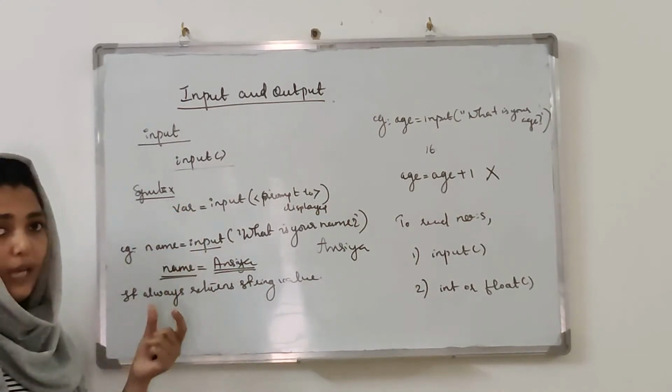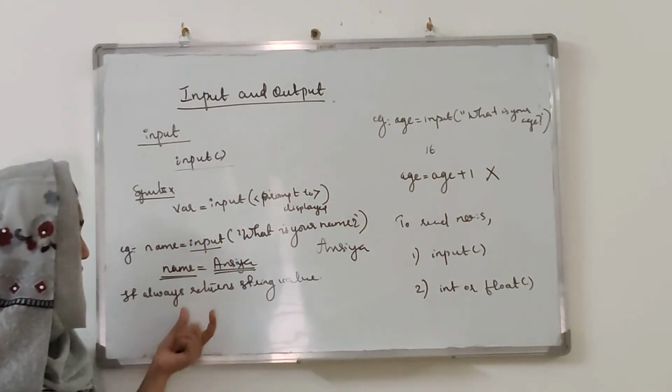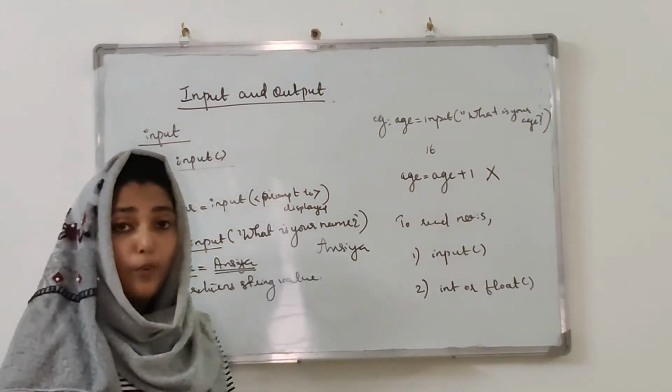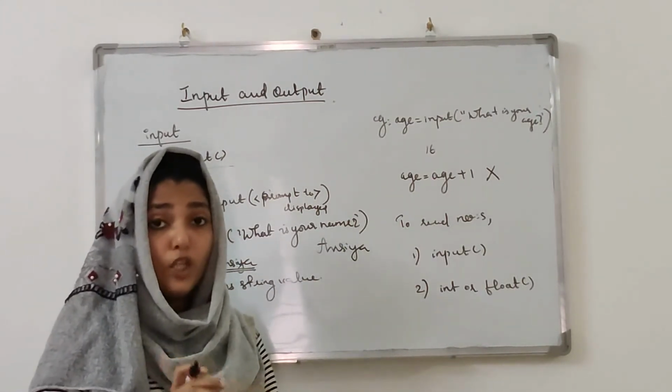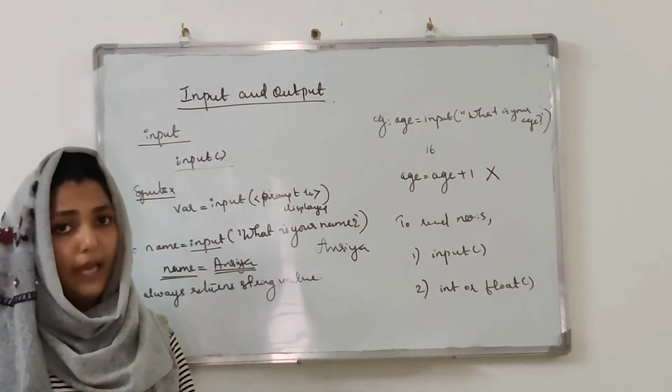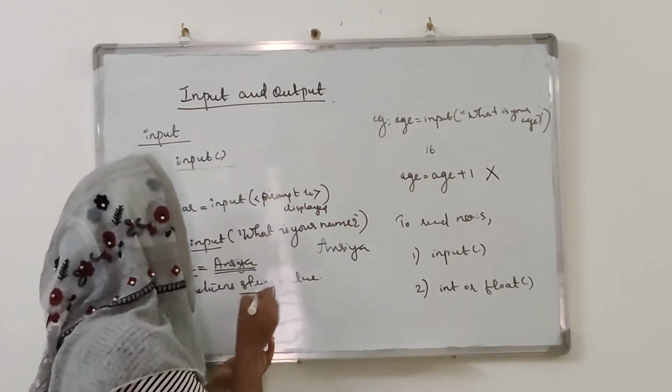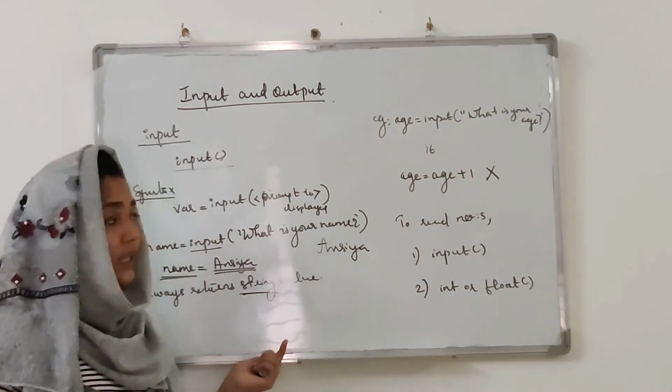Another peculiarity of the input function is that it always returns a string value. Whatever input is given by the user, even if it is a number or a character, Python will see it as a string. String means a group of characters.